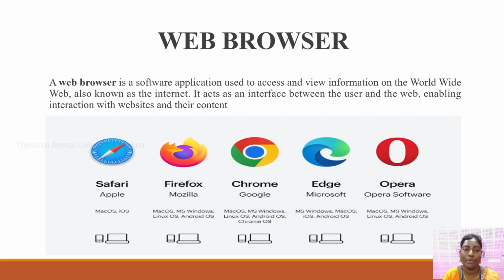Next, what is meant by web browser? A web browser is an application software which is used to access and view information on the WWW, that is World Wide Web. It is also known as the internet. It acts as an interface between the user and the web, enabling interaction with websites and their content. So these are all web browsers.